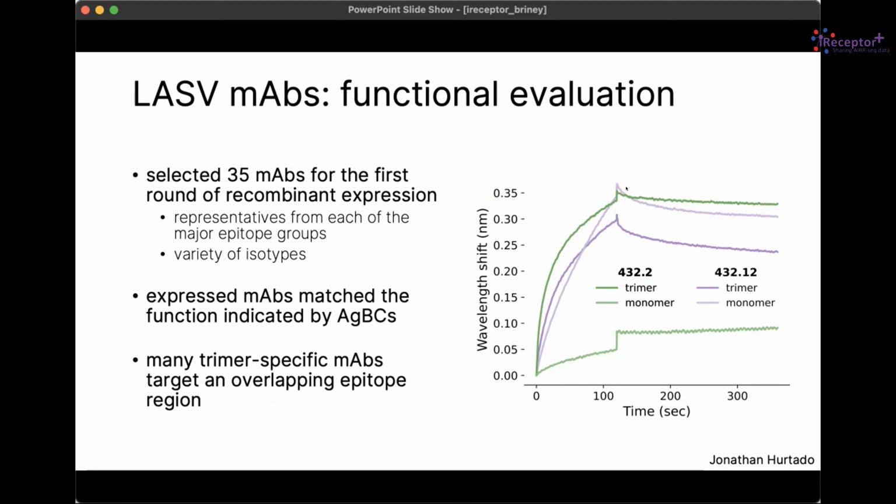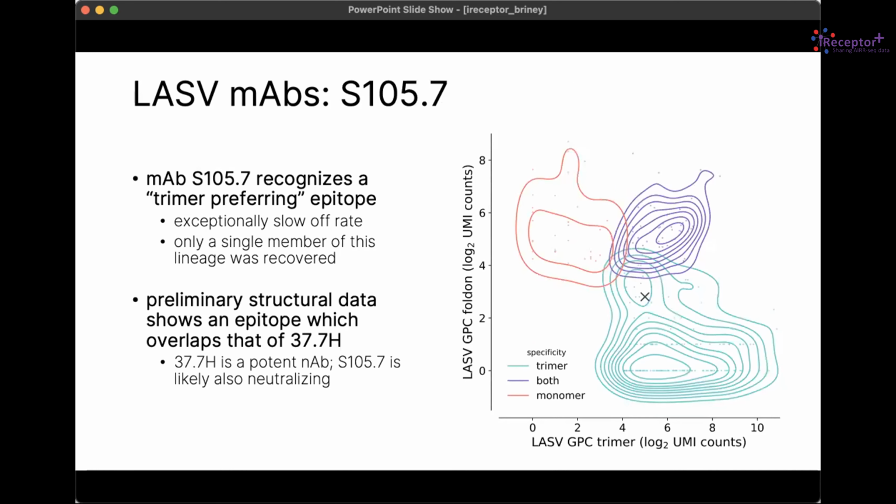We had very good binding of the green antibody to the trimer, but minimal to the monomer, and we saw binding to both by the antibody that was purportedly bispecific from the antigen barcode. So again, the functional data actually matches the antigen barcode data that we're using. So I want to narrow in on one antibody, and I'm almost done here. This antibody called S105.7 recognizes that trimer preferring epitope that I mentioned right here.